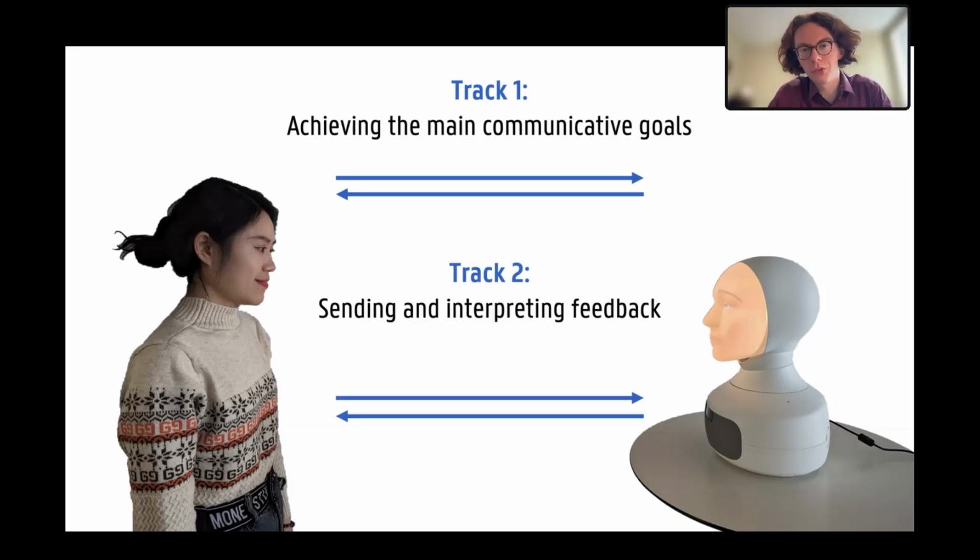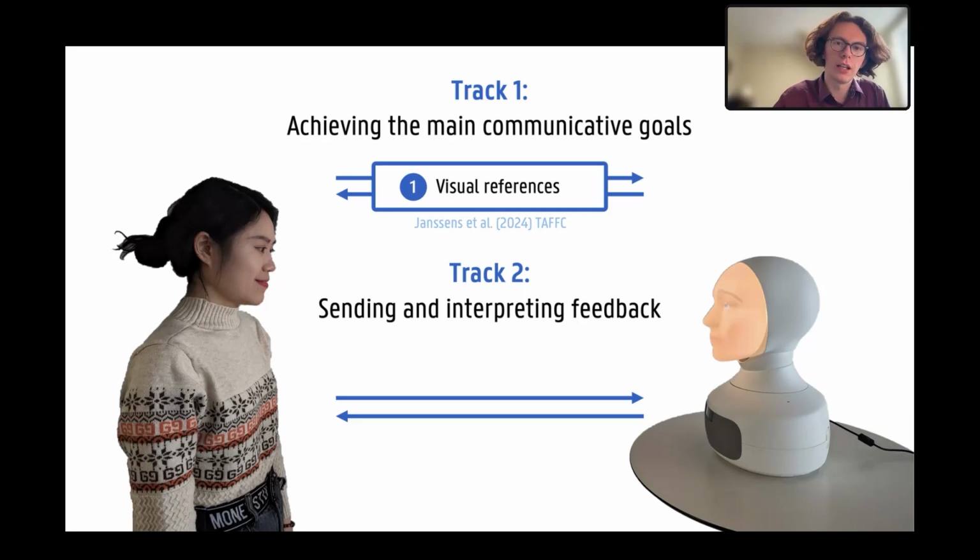But also in the second track, when we're trying to send and interpret feedback on how the conversation is going. Do you still understand me? Are you still interested in what I'm saying? And on that first track, we're using visual information to make references to things that we can see. And robots need to be able to make and understand such references. And in the beginning of my PhD, I did research on how we can use multimodal large language models to make such references. But on the other hand, we also need that sending and interpreting of feedback.